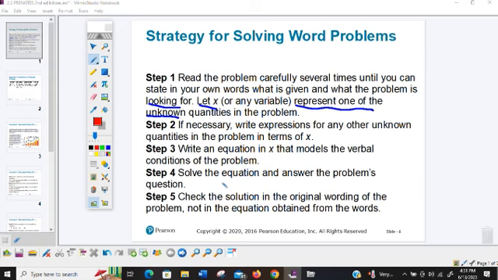Step four, solve the equation to answer the question. And step five, check it. A lot of times we need to check it and see if it makes sense, okay?